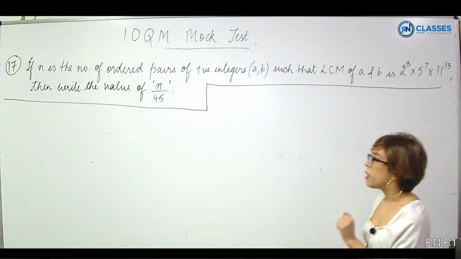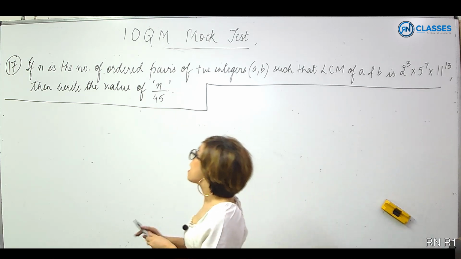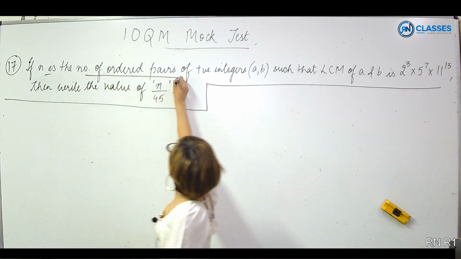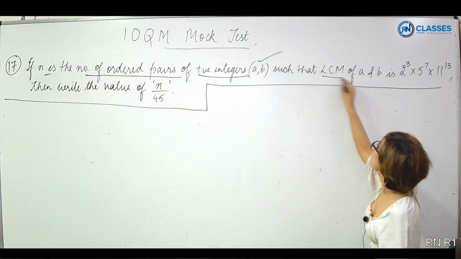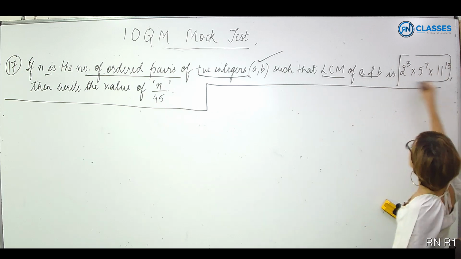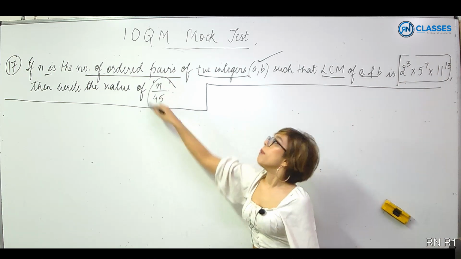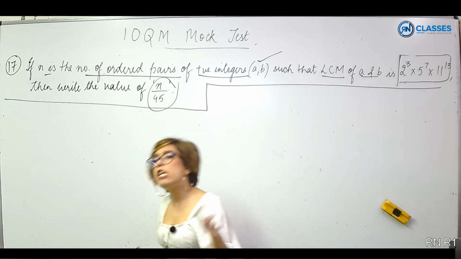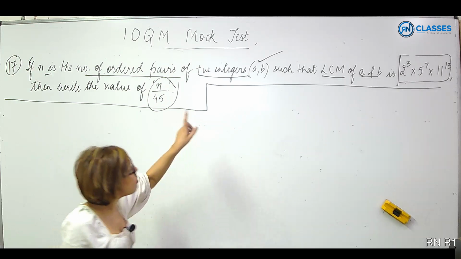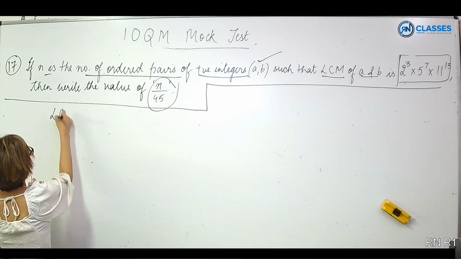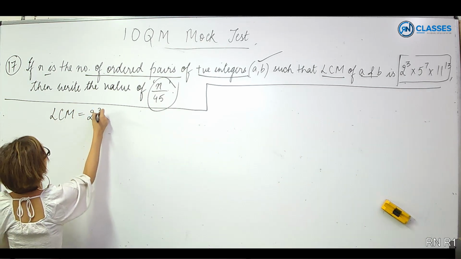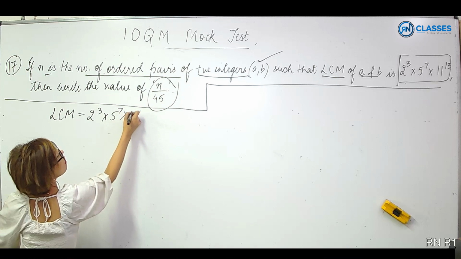Alright, on to the next one. Now he says if n is the number of ordered pairs of positive integers a, b, such that the LCM of the two numbers is n, then write the value of n by 45. So basically I need to find the number of ordered pairs a, b such that the LCM is n. Right? So LCM is given to be 2 raised to 3 into 5 raised to 7 into 11 raised to 13.